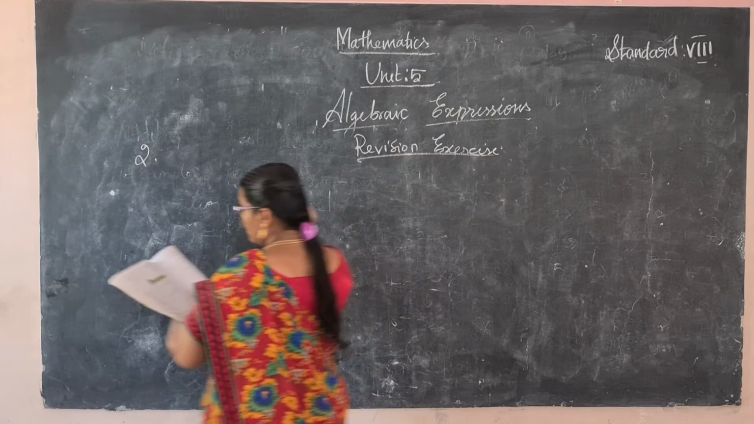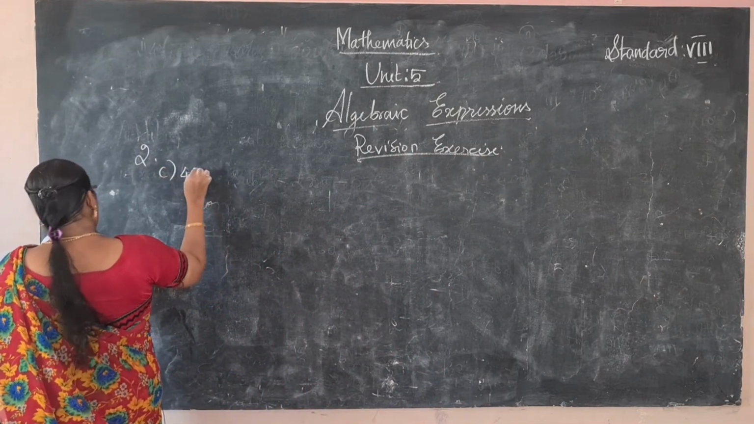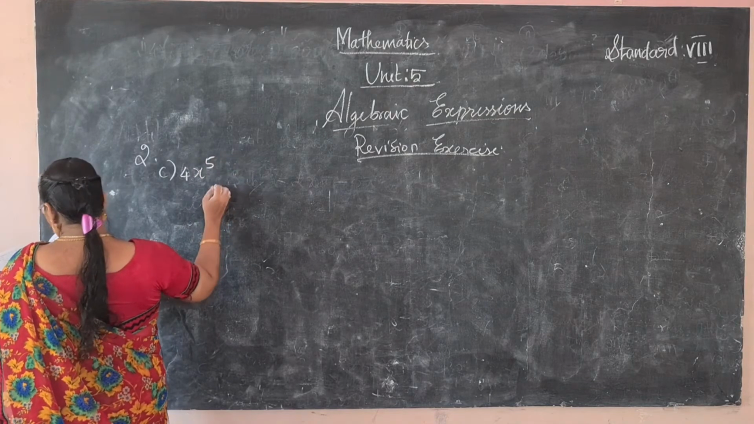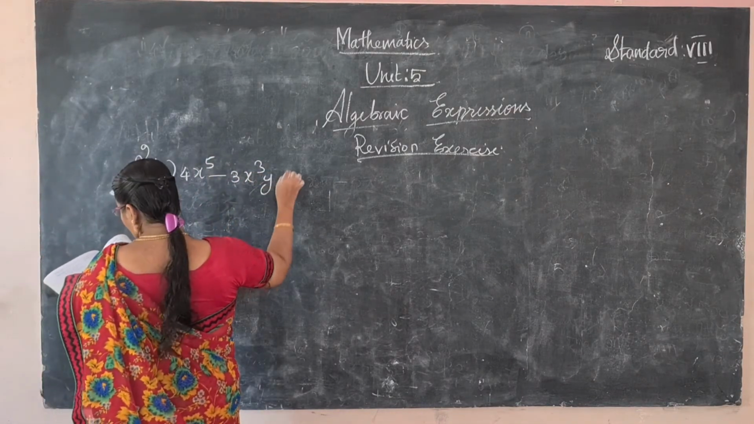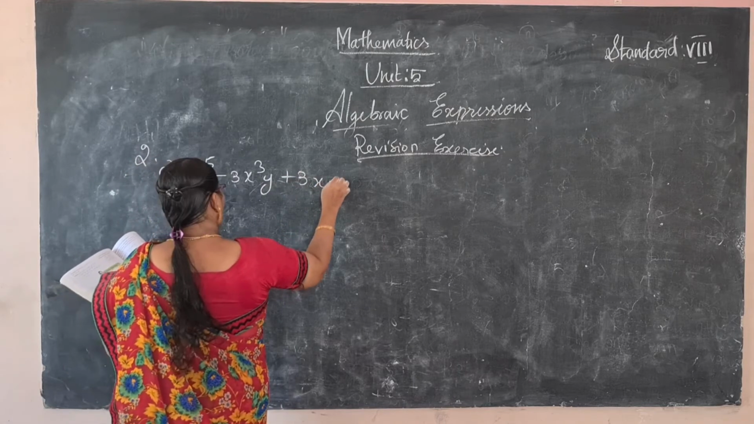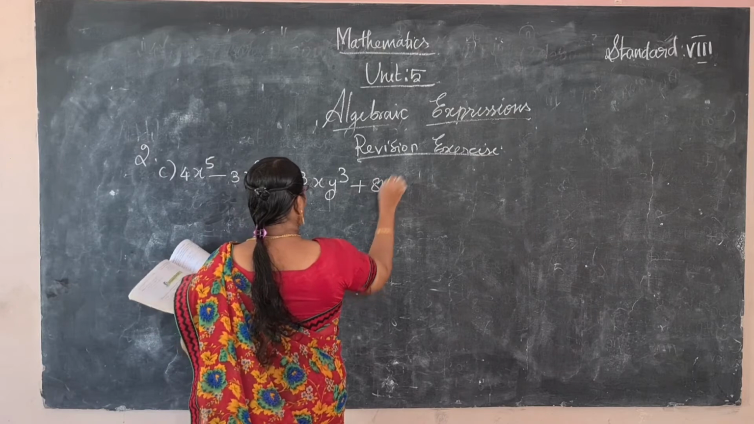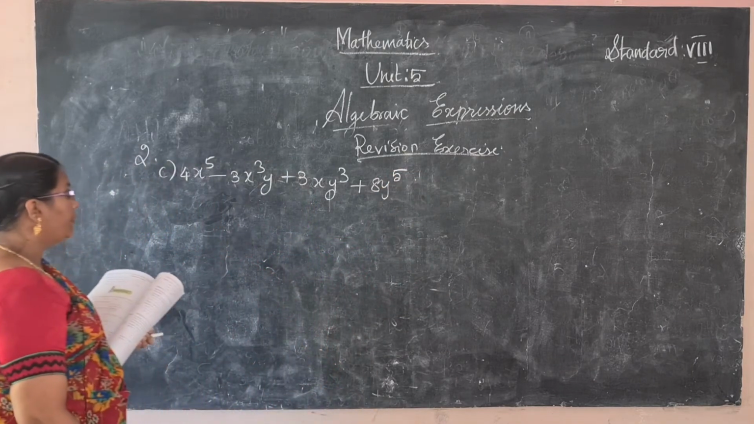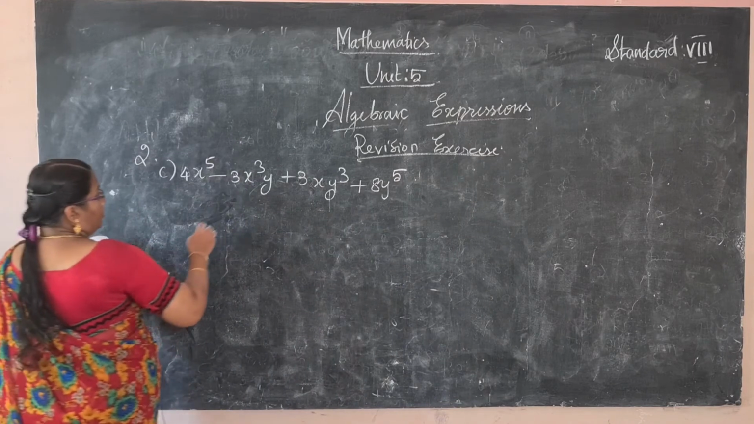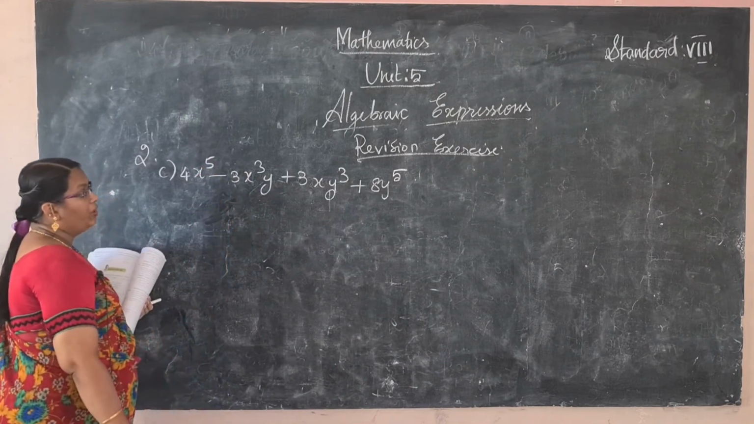Revision exercise. Second problem, C. 4x^5 minus 3x^3y plus 3xy^3 plus 8y^5. So, what is it asking? Write the degree of the following polynomial.